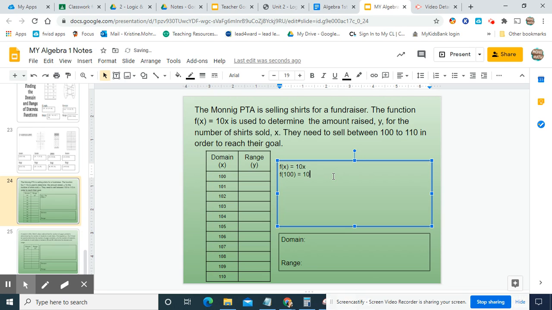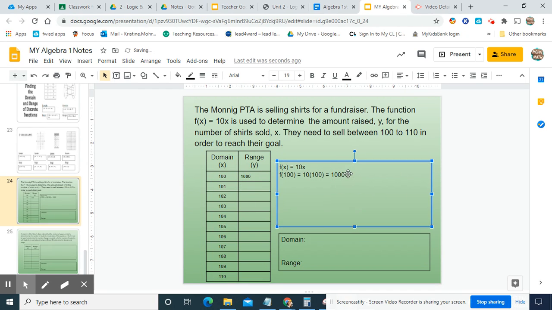So we have 10 times 100, or 100 shirts rather. So 10 times 100, well, we would then have 1,000. So we put our range here, 1,000. And move on to the next one.